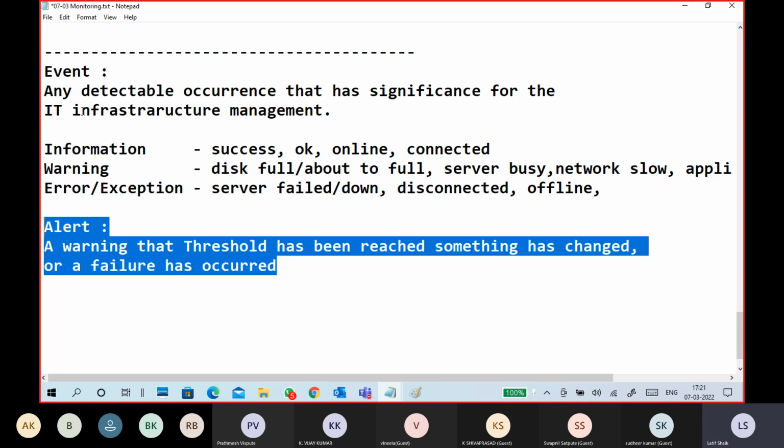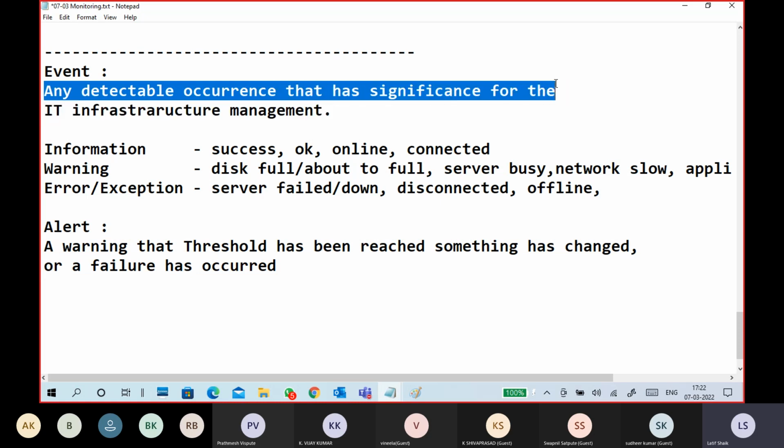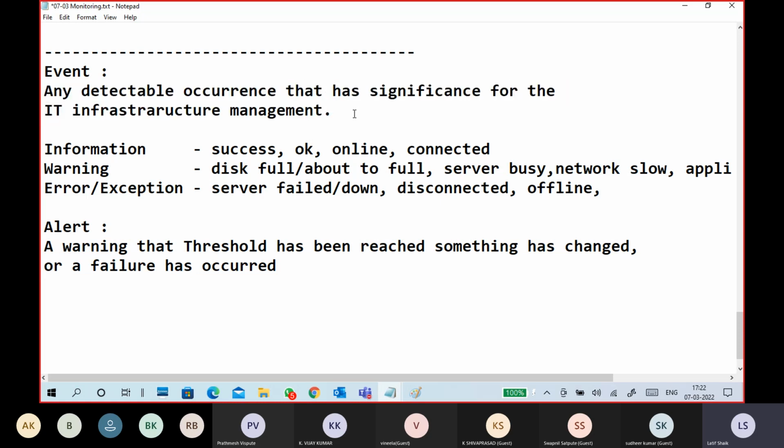An event is any detectable occurrence that is significant to IT infrastructure management. Whenever anything important happens, an event will be generated. You insert a disk, disk is connected: event. Disk is failure, that is also an event. Disk is full, that is also an event. An alert, like disk failure or disk full, is generated immediately in a central monitoring system. That is event and alerts.